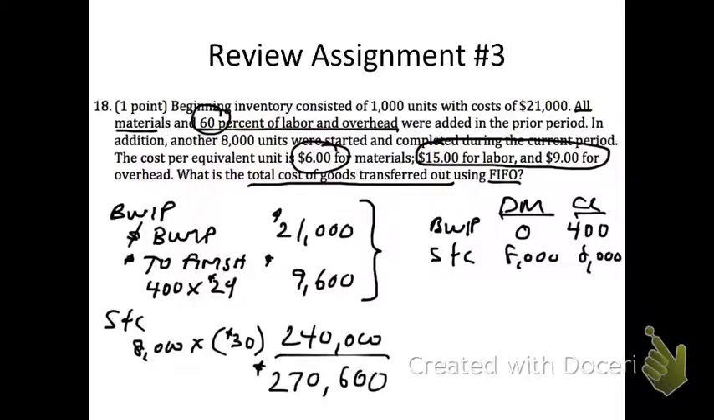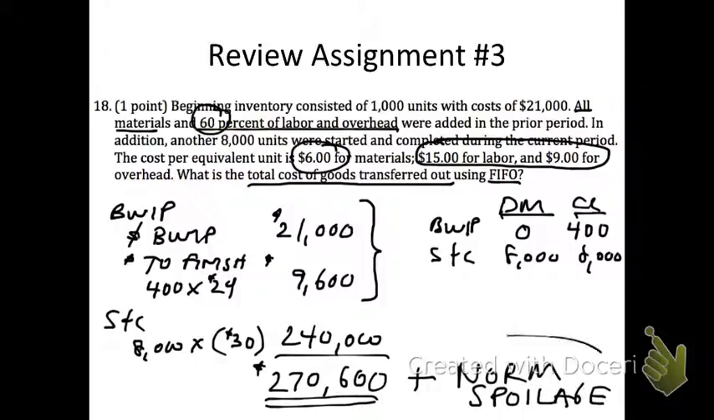And so I have a total cost of goods transferred out of 270,600. Now, if I had any type of spoilage, which this question does not have, what would be included in here would be the cost of the normal spoilage. So don't forget that normal spoilage is part of the cost of goods transferred out. But I don't have spoilage in this problem, but be aware that that could be a case.